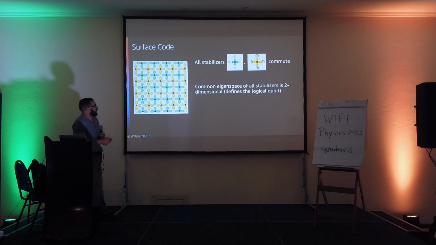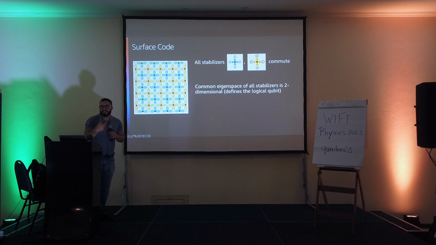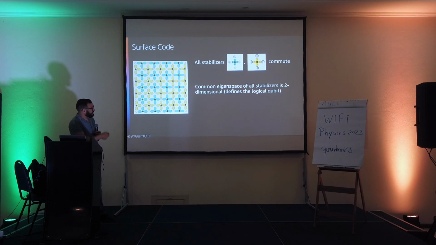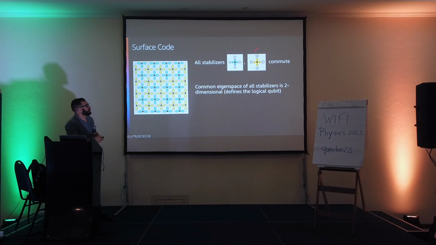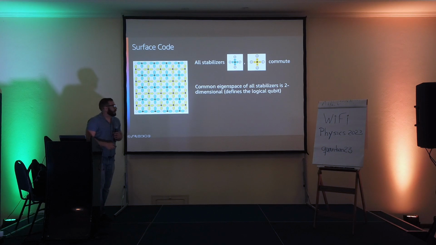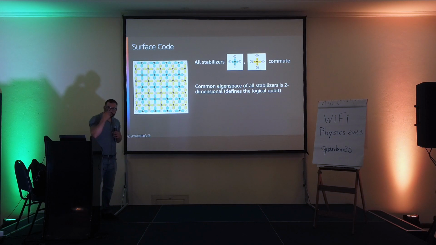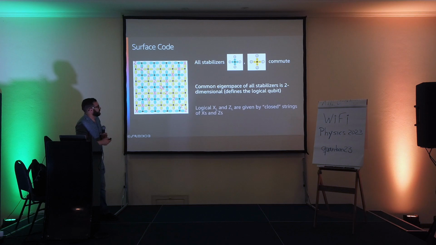I mentioned that the qubits live in the common eigenspace of eigenvalue 1 of all these operators. All these operators are products of Pauli matrices, so they have plus 1, minus 1 eigenvalues. They all commute, something I also argued last time. So they have a common eigenvalue 1 eigenspace, and the logical qubit is there.